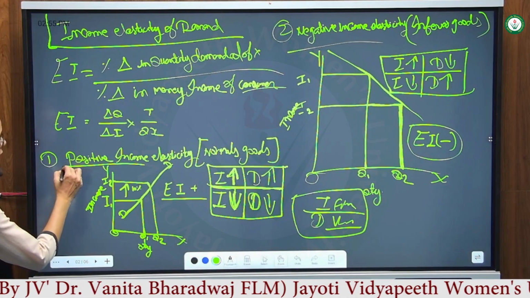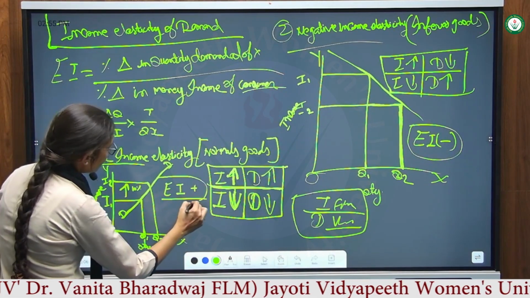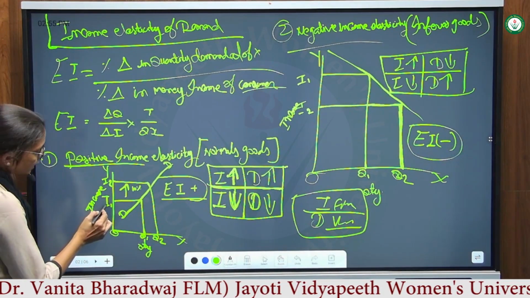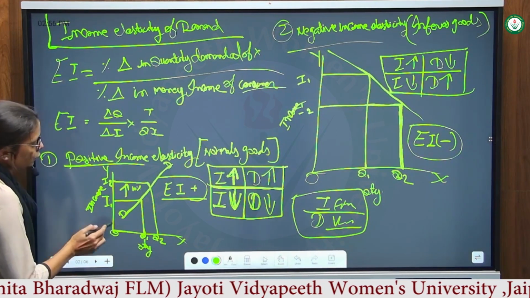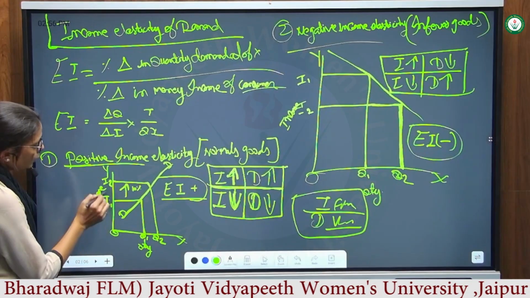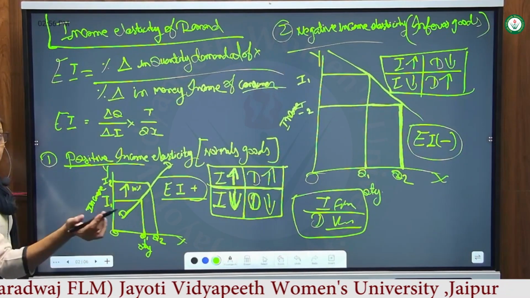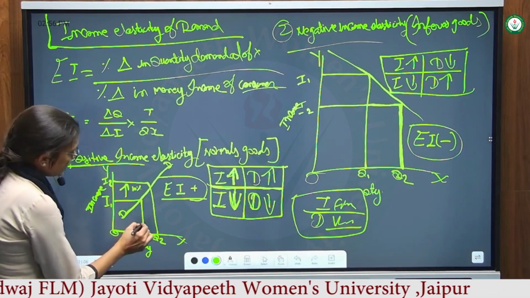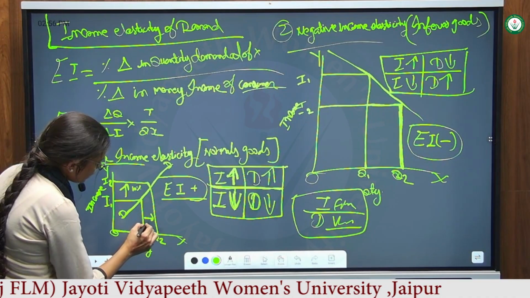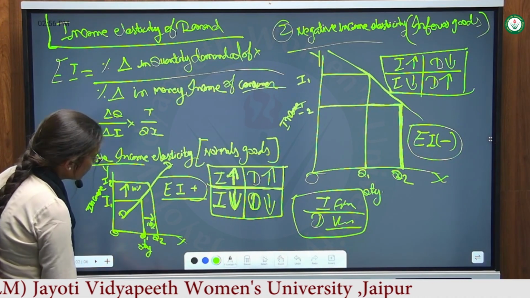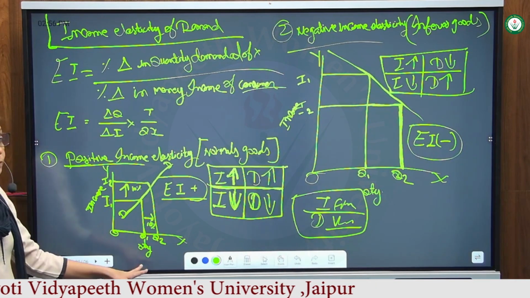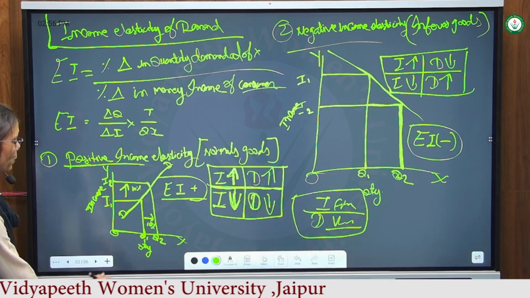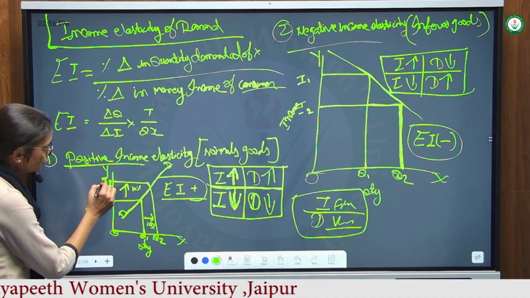Normal goods have a positive relationship. When the consumer's income is OI, he is demanding OQ quantity. As the consumer's income increases from OI to O2, for example by 10%, he will increase the demand for the commodity by 10%, because there is no change in the price or quality of the commodity. The change takes place only in the consumer's income.